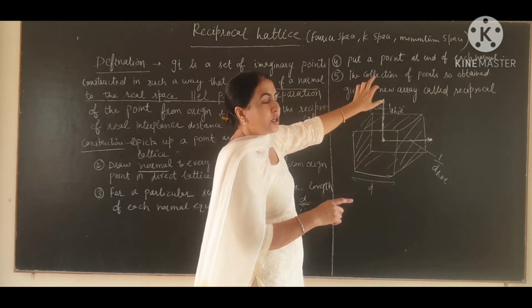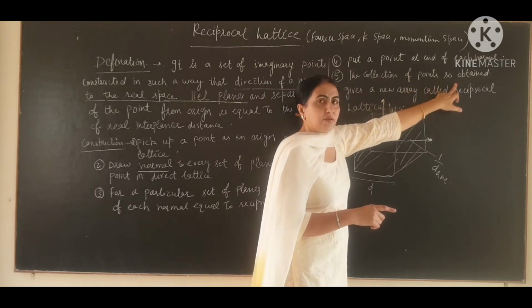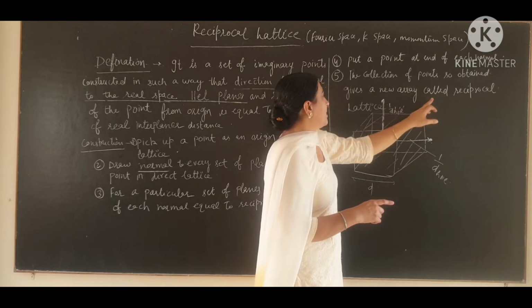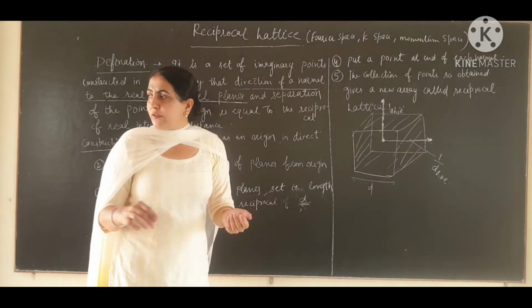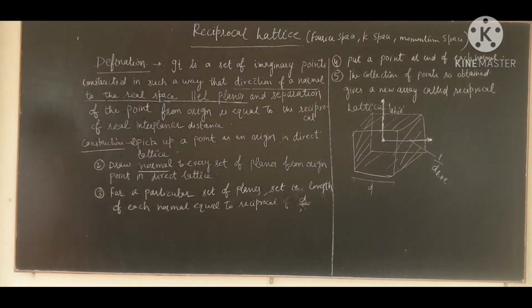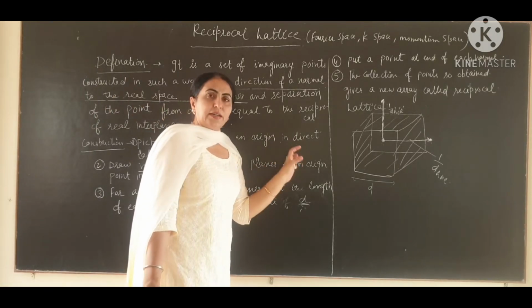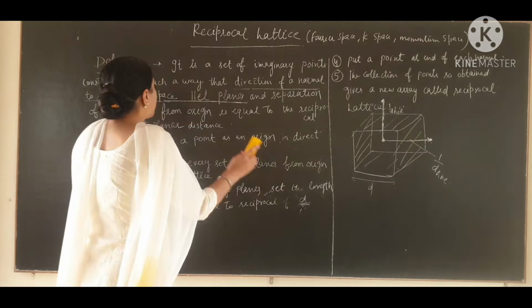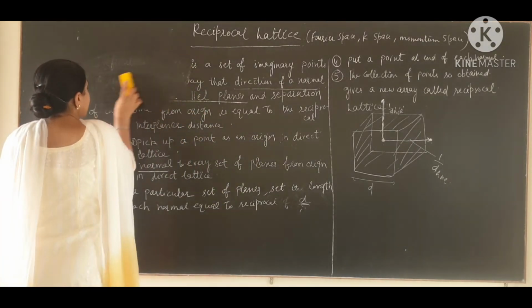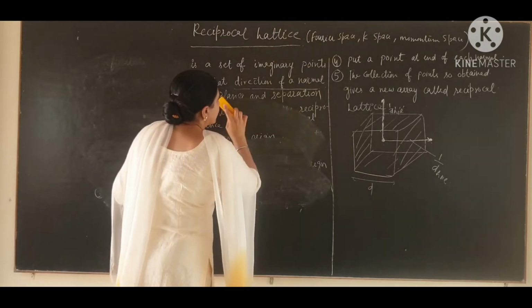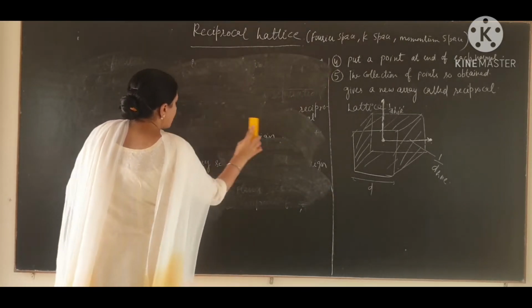So the collection of points so obtained gives a new array called the reciprocal lattice. So this is our reciprocal lattice. Clear how we can construct a reciprocal lattice? Now the properties of reciprocal lattice. What are the properties of reciprocal lattice? This is very important.